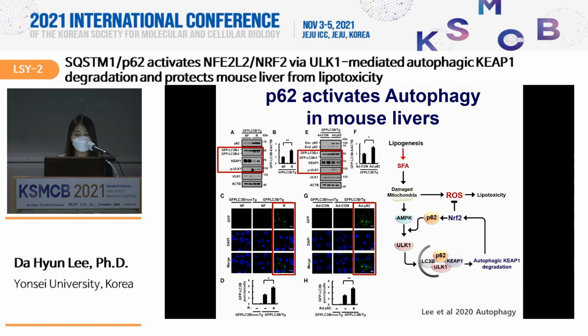Consistent with in vitro findings, I used GFP-LC3 transgenic mice and subjected them to refeeding or injection with adenoviral P62. As you can see in panels A and C, I observed a noticeable increase of autophagy in this context. Likewise, this is the same in the adenoviral P62 injected mice in panels E and G. Therefore, I found out that P62 activates autophagy in mouse livers.